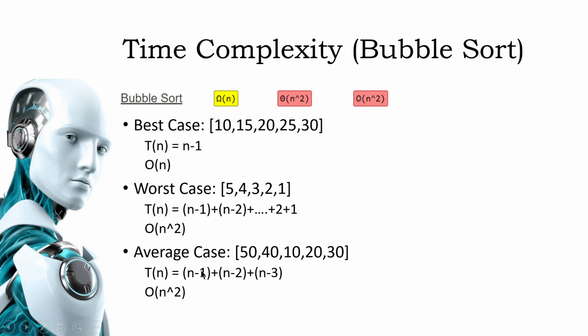I hope you get this. Yeah, average case is like first 50 40, then 10 20 30. This is like decreasing and increasing. This is a case which is not completely decreasing or completely increasing.